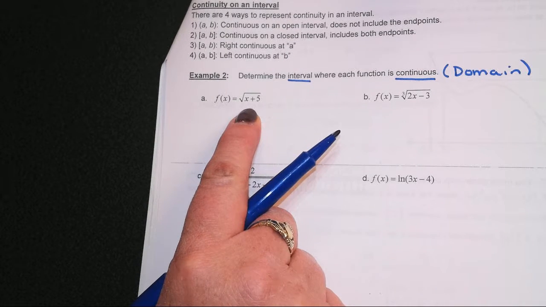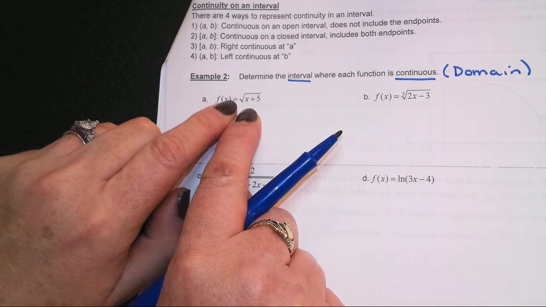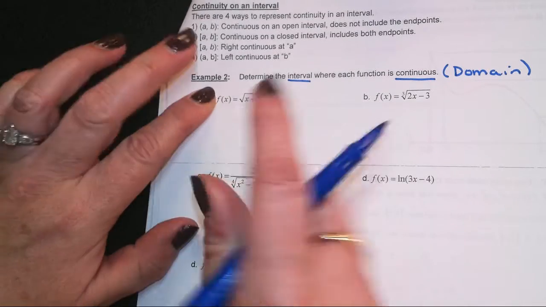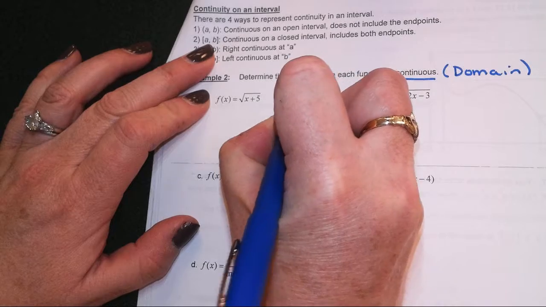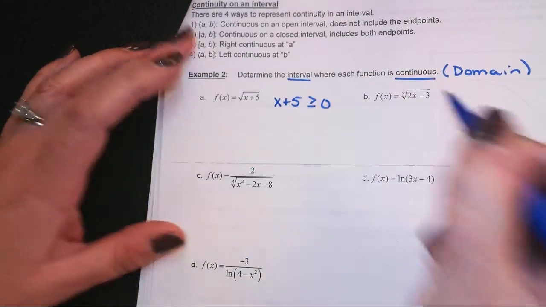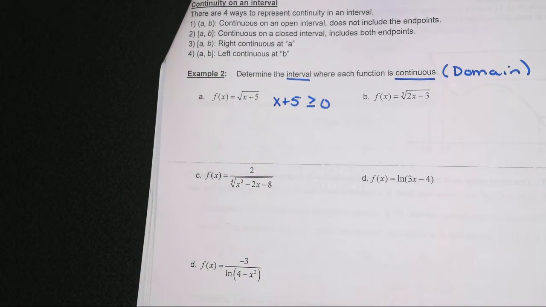You guys studied square root functions last year. How did you find the domain of square root functions? What kind of number cannot be underneath the square root and remain in the real number system? Negative. So to find the domain of any square root function, you have to take whatever's underneath the square root and make it what? Greater than or equal to 0. Because remember, you can take the square root of 0.